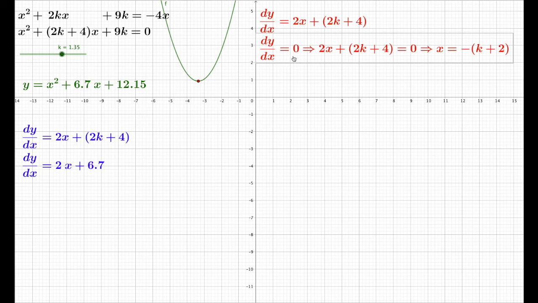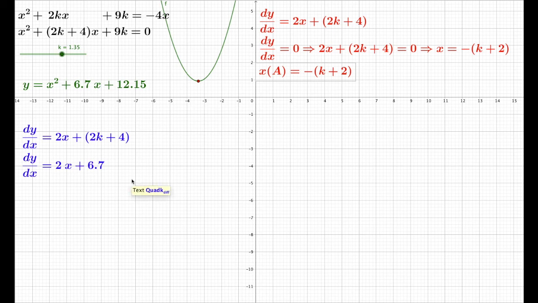If dy by dx is 0, then 2x plus 2k plus 4 is 0, which tells us that x is equal to minus k plus 2. And there's a step missing there if you want to fill it in. So that means the x coordinate of the point A is minus k plus 2. That's the x value of the minimum point.